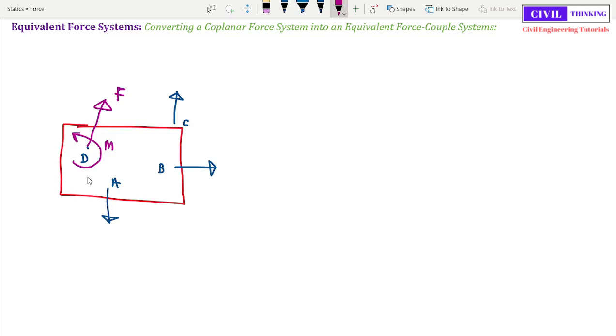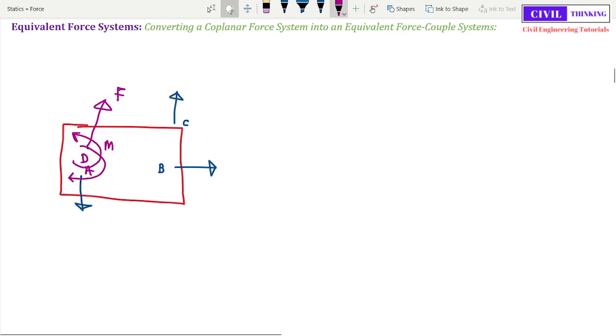What we are going to do, as I have already explained before, is move each force to point D. If we want to represent the equivalent force couple system of all of these forces at A, B, C with a single force and moment at D, we will move all these forces to point D. But when we move, we will also add the corresponding moment at point D, like this.